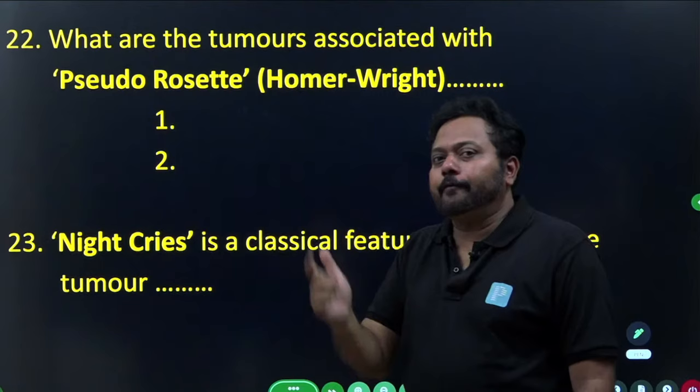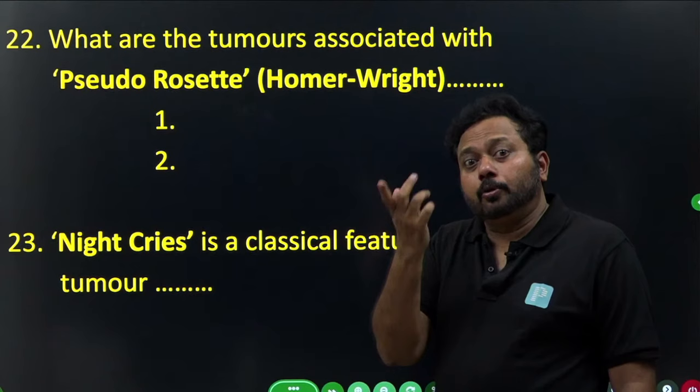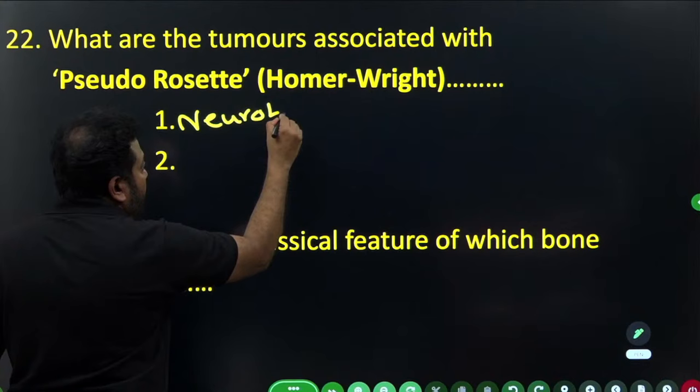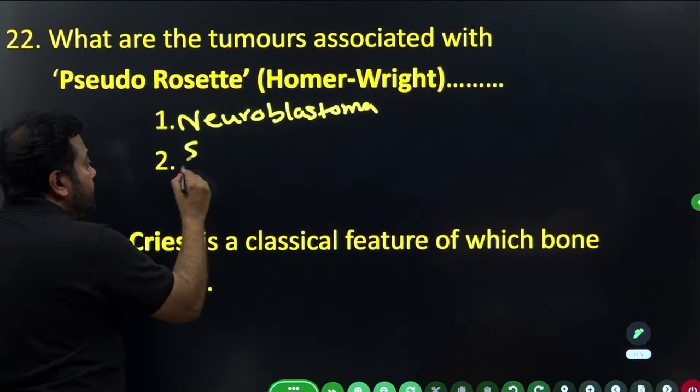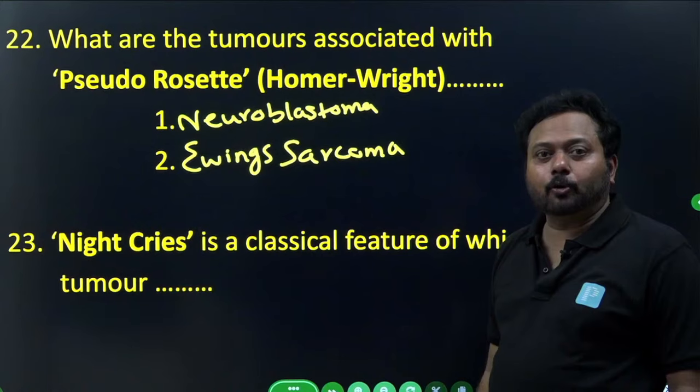Once you are finished with true rosette, you should know about pseudo rosette also. What are the two tumors associated with pseudo rosette? Your Robbins uses the term Homer Wright rosette. True rosette is Flexner-Wintersteiner rosette. Pseudo rosette is Homer Wright rosette. Two tumors: number one, neuroblastoma. Number two, Ewing's sarcoma. So true rosette, it is osteogenic sarcoma. Pseudo rosette, it is Ewing's sarcoma.